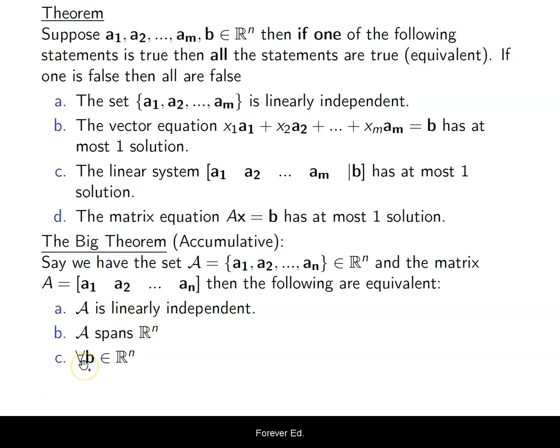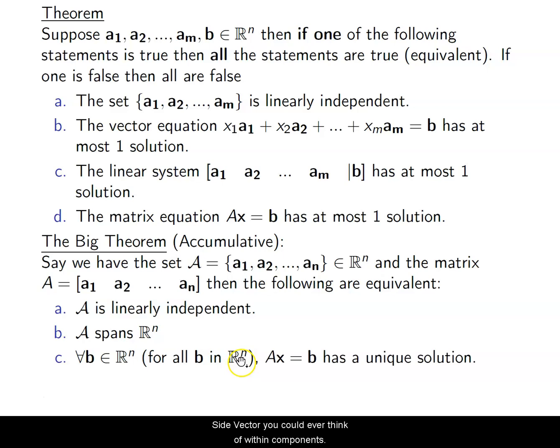For every b that is in Rn, for all b in Rn, so every single right-hand side vector you could ever think of with n components, the matrix equation Ax equals b has a unique solution.